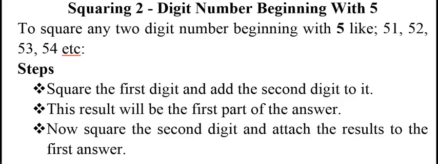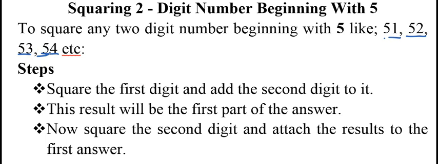The next is to square a 2-digit number beginning with 5. The first one was ending with 5. And this time around we are looking at a number that begins with 5, like 51, 52, 53, 54, etc. Now to do this, we square the first digit, that is the 5, and add the second digit to the squared 5.